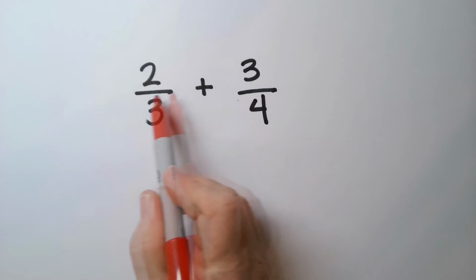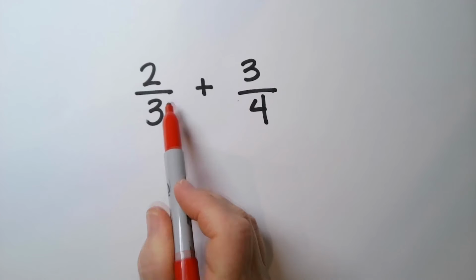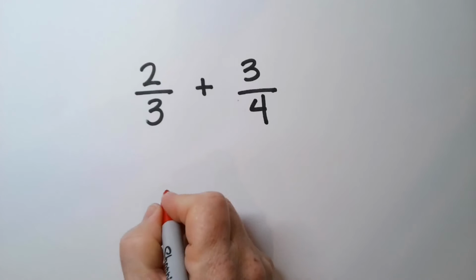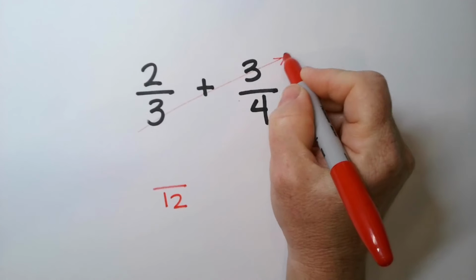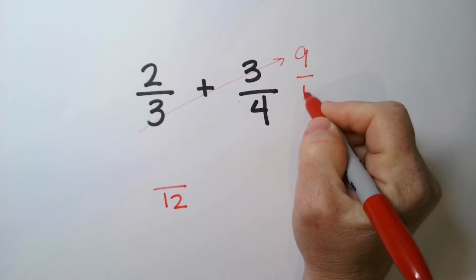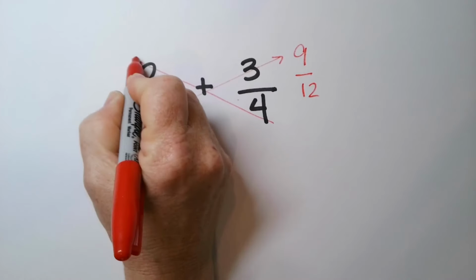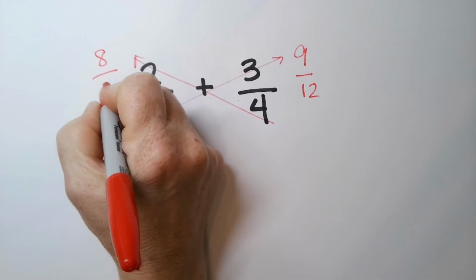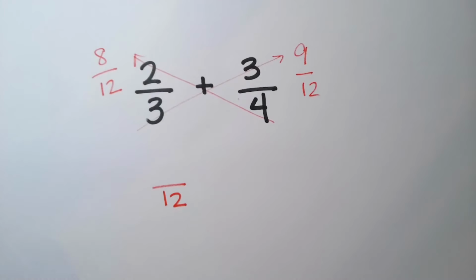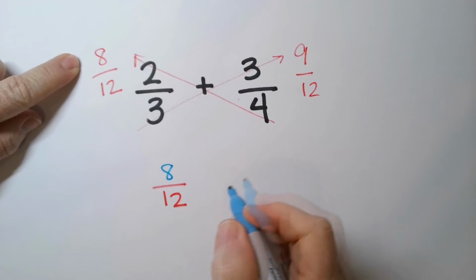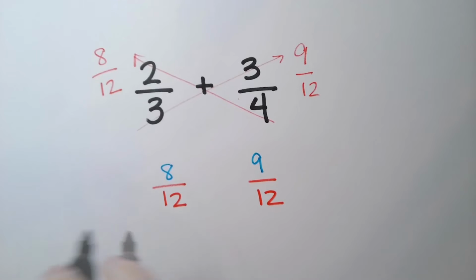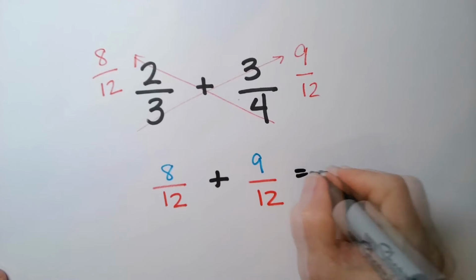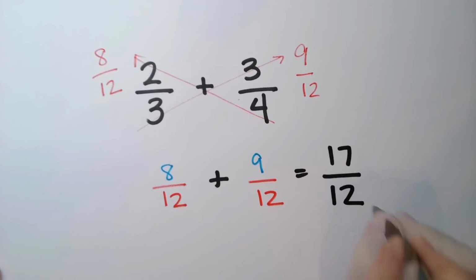So if I want to make the denominators the same, 3 times 4 is 12. 3 times 3, this is going to become a 9 over 12. 4 times 2, that's going to become an 8 over 12. So the 8 over 12 is here. The 9 over 12 is here. And I simply add them together. 8 plus 9 is 17 over 12.